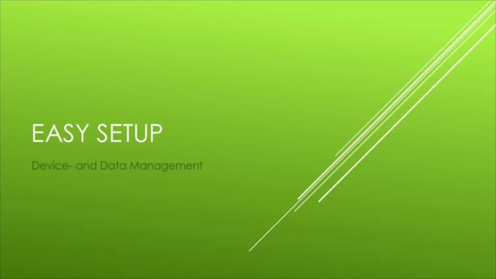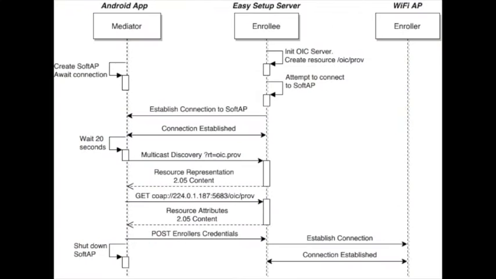The first service to demonstrate is the easy setup. It contains the functionalities to onboard and provision new devices to the network. As seen in the sequence diagram, the easy setup consists of three entities. These are the mediator, the enrollee, and the enroller. The mediator is the entity with the graphical user interface in which the user can onboard and provision new devices to a network. The enrollee is a new device that is not connected to any network, whereas the enroller is the targeted access point to which the enrollee has to be connected.